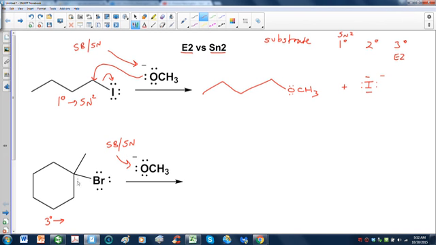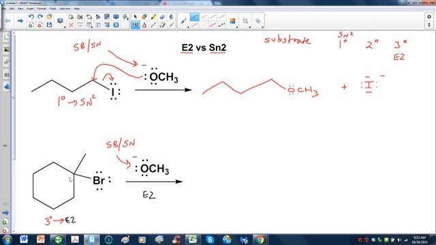It's going to potentially form the most stable alkene we can. So we're going to get an E2 reaction. Alright, the substrate favors E2. The base, this is a strong nucleophile and a strong base that can favor Sn2 or E2, but this can favor E2, this favors E2, therefore E2 is what happens.